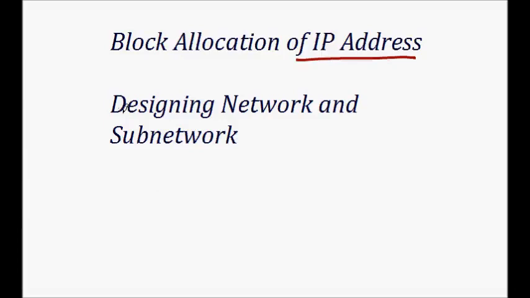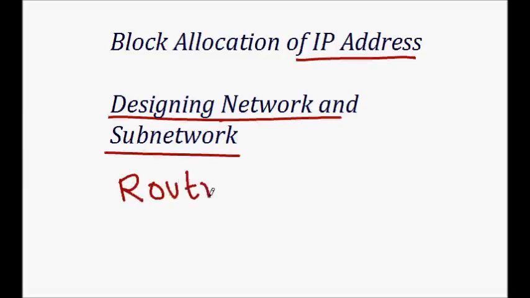It's called designing networks and subnetworks, when you are allocated a block of IP addresses and you have to think about everything, like how routing will happen properly, and how you will make subnets so that a group of people are on the same LAN, and so on. These are quite important things, so we will look at it.